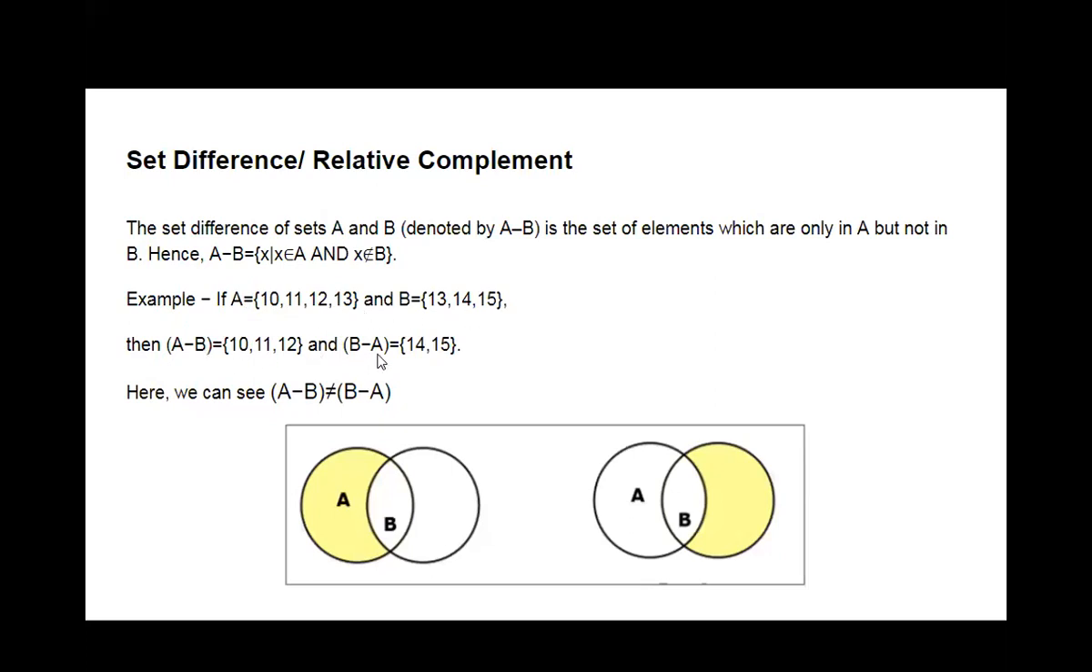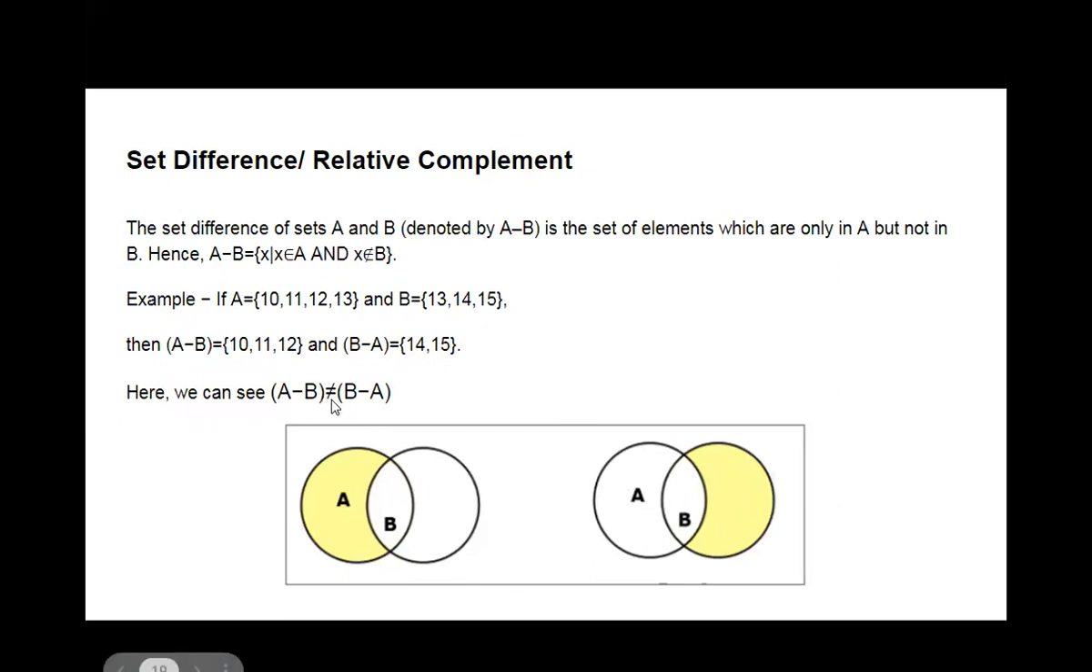Same here, B minus A. What will it be? The elements of B which are not in A. Only 14, 15 is here. Getting it or no? A minus B means only the elements of set A, and B minus A is only the elements of set B. They are not there in the common area or set A. It is the set difference.